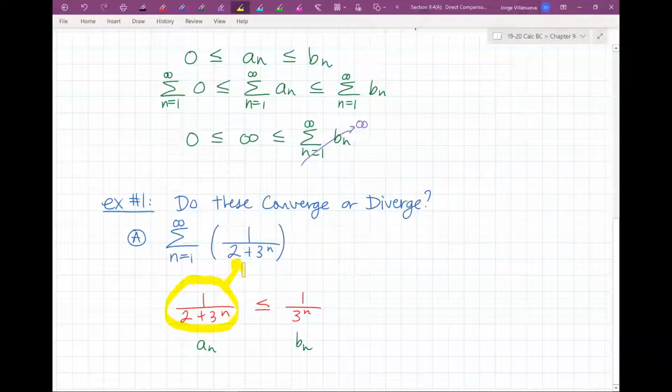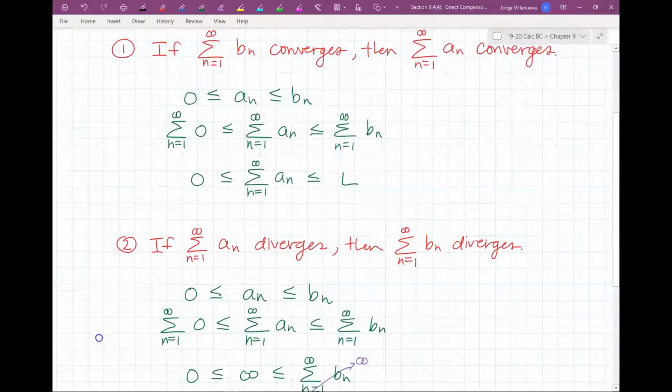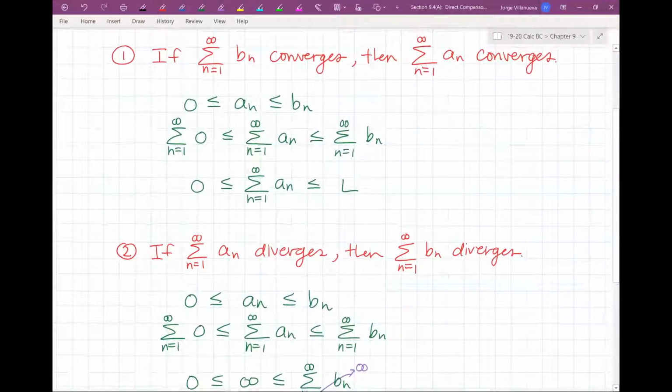You have to prove that this new function that you got either converges or diverges. Now, since that's my b sub n, what do I want to do with it? According to the definition, since I created a b sub n, what do I want to prove? That it converges. I want to prove convergence because that's what I created. I created the b sub n.